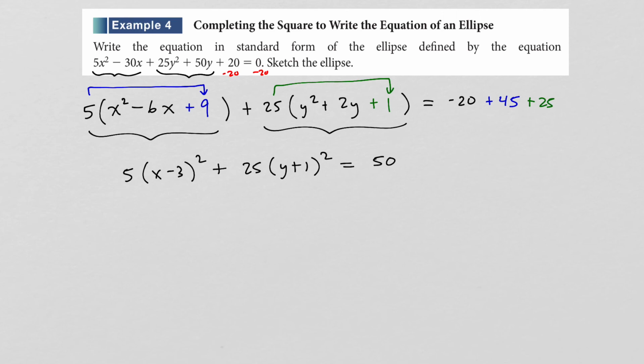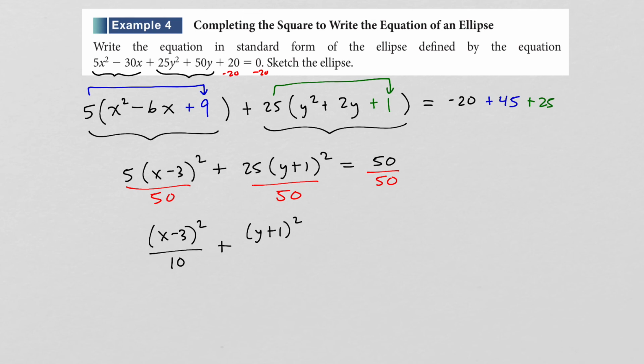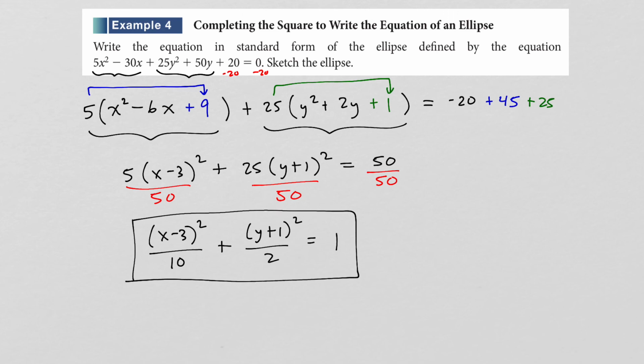And now to put it into standard form, I need to divide both sides by 50. Remember, because we need to have 1 here. So if we do that, we end up with (x minus 3) squared over 10 plus (y plus 1) squared over 2 is equal to 1. So here is the equation in standard form.